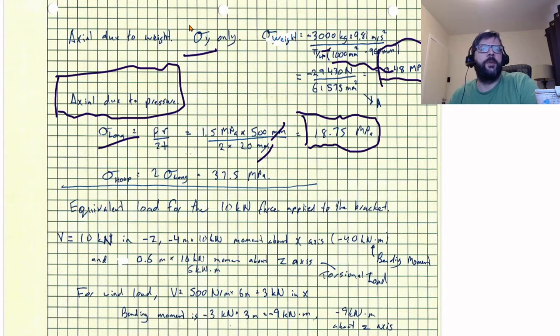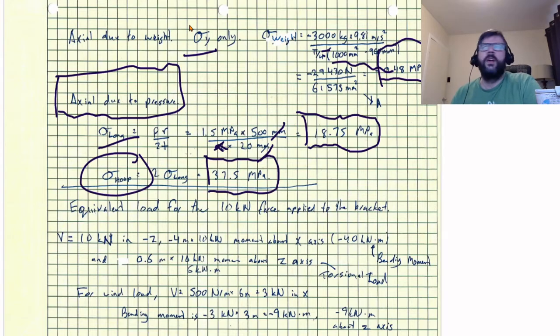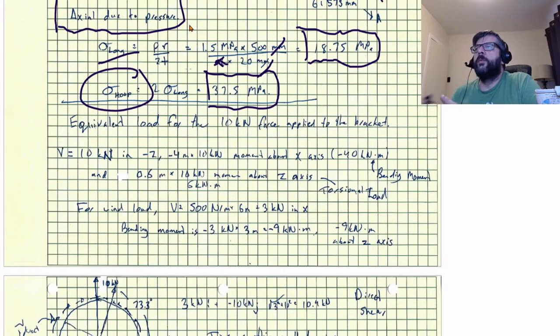We've got the hoop stress as well. Hoop stress is just double the longitudinal stress because you don't include that 2 there. So that'll be 37.5 megapascals. And then we want to figure out what sort of equivalent loads are being applied if we had them at the base instead. For the 10 kilonewton force, the shear force there would be 10 kilonewtons, also in the negative Z direction.